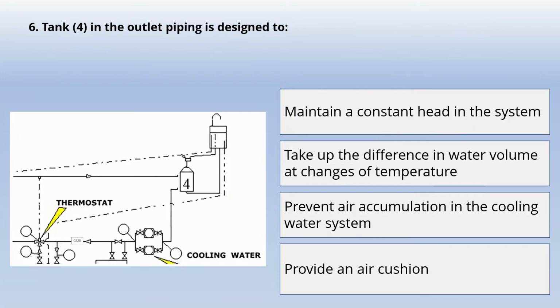Our next question is, tank 4 in the outlet piping is designed to, and the options are maintain a constant head in the system, take up the difference in water volume at changes of temperature, prevent air accumulation in the cooling water system, provide an air cushion. And the correct option is prevent air accumulation in the cooling water system.